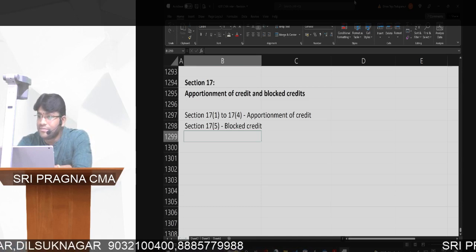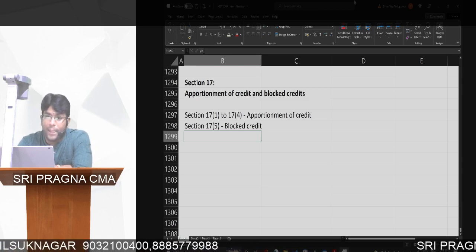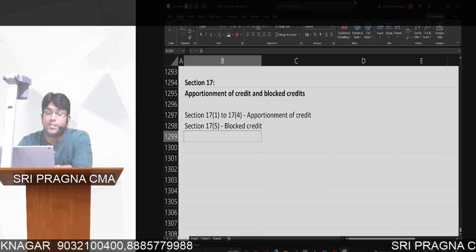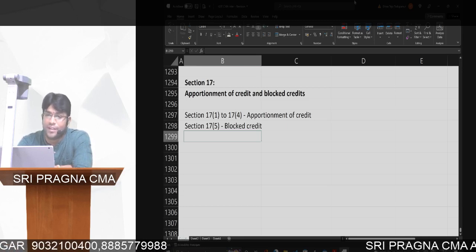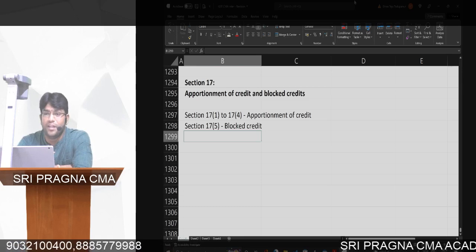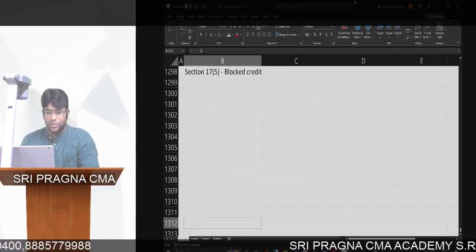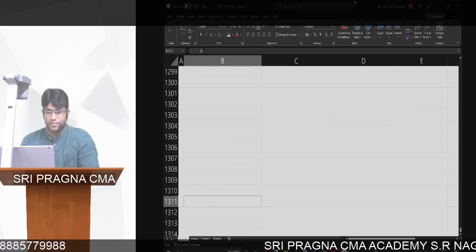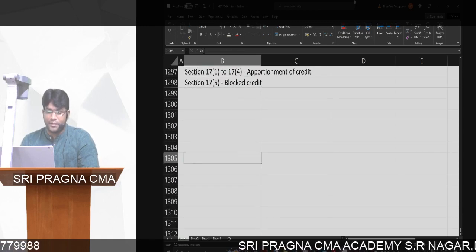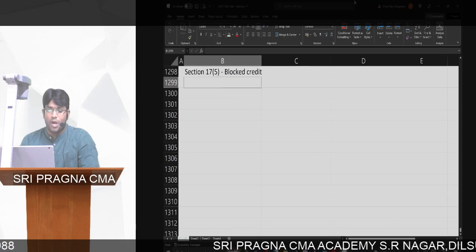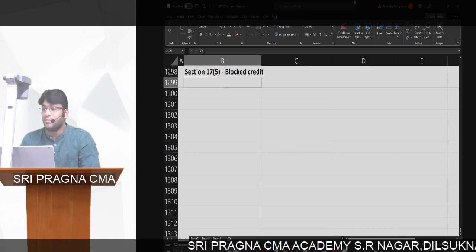Are we ready, sir? Yes, sir. Everybody? First, let's complete the discussion on block credit, then we will go to apportionment of credit. Then we'll talk about some balance points in GST. Chalo. What is it we are going to learn first? 17.5. What is that? Block credit. Block credit means those cases where credit is blocked.